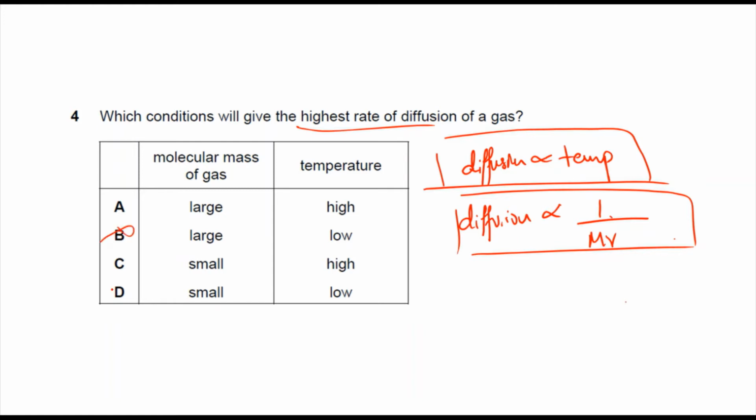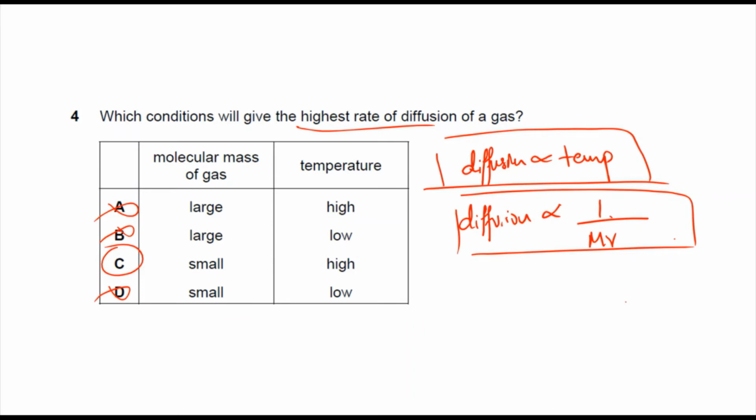So greater the Mr, the lower or slower will be the rate of diffusion. So if we want a high rate of diffusion, then we require a high temperature because they're directly proportional. So this cancels out B and D. And then to have a high rate of diffusion, my Mr should be low because only then will the diffusion rate be high, because they're inversely proportional. So molecular mass required is small. So the answer to this is C.